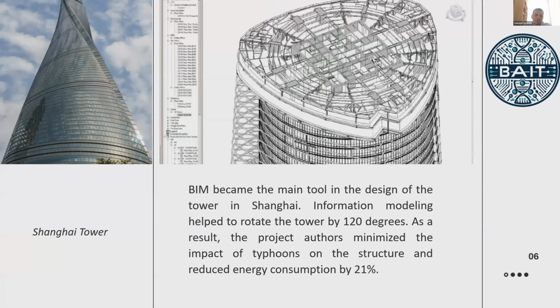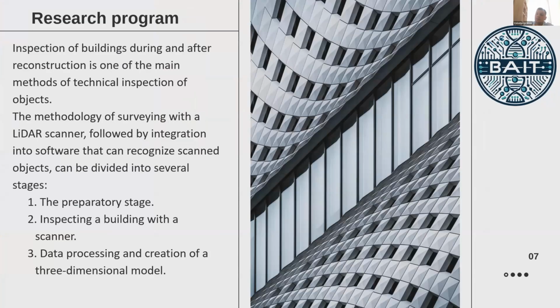One of the most interesting applications of BIM is the Shanghai Tower. Building information modeling helped to rotate the tower by 120 degrees. As a result, the project also minimized the impact of typhoons on the structure and reduced energy consumption by 21%. So, a very interesting application. And concerning our research program, inspection of the buildings during and after the reconstruction is one of the main methods of technical inspection of the object.